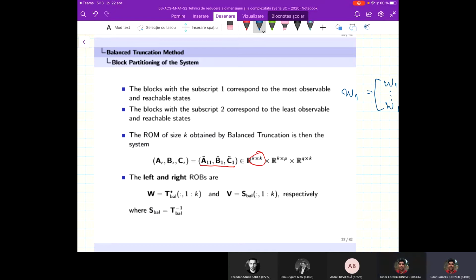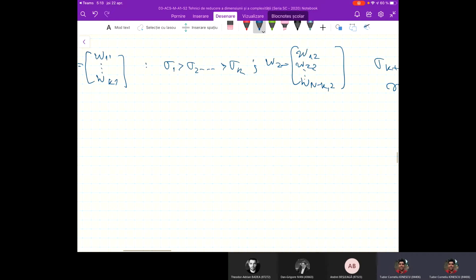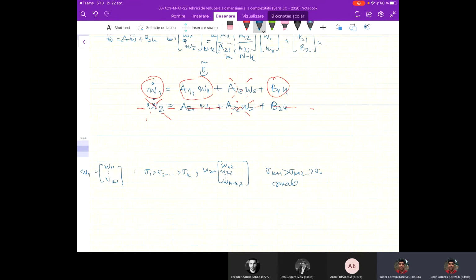And the left and right, what are ROBs? Reduced order. I don't know what this is, but this is the coordinate transformation, you know? This is the coordinate transformation. Now, this is one way to do it. You simply neglect this equation. You throw it away.